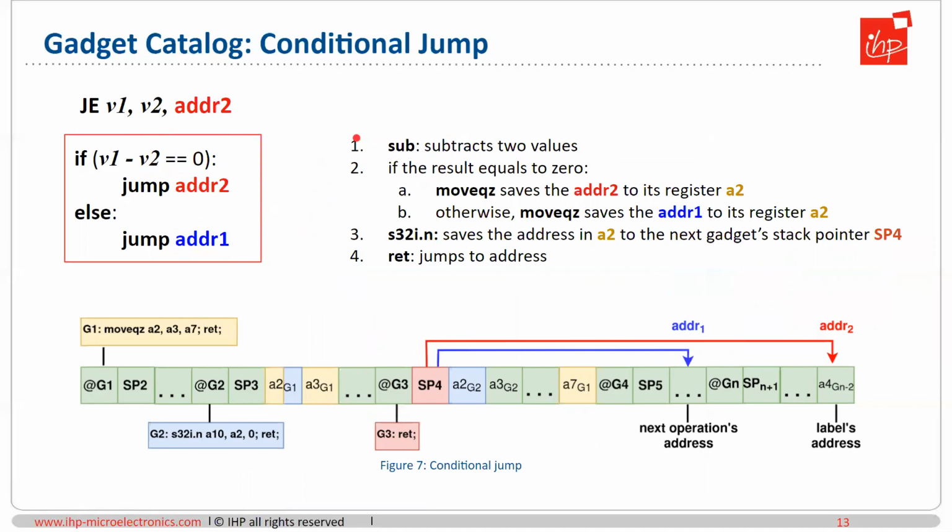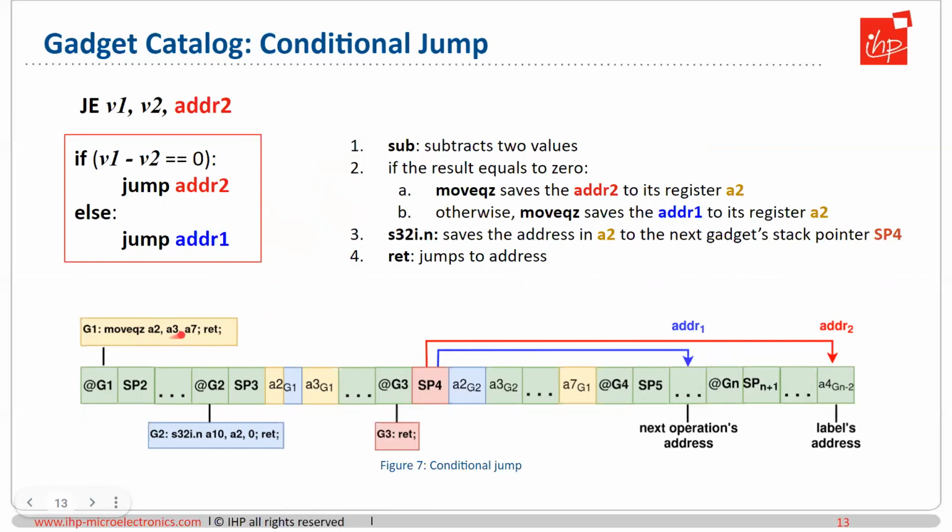to address 1. We divide it into 4 steps. The first one, sub, subtracts 2 values. If the result equals 0, then the moveqz operation saves the address 2 to its register A2. Otherwise, moveqz saves the address 1 to its register A2. So in this case, the S32 instruction saves the address in A2 to the next gadget's stack pointer SP4.